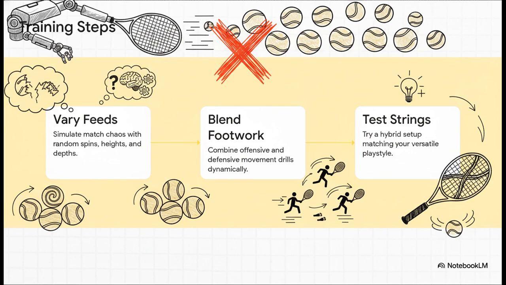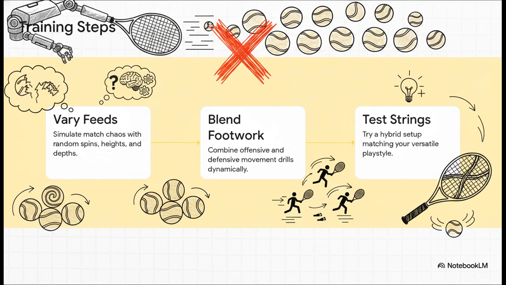First things first, it is time to stop popping expensive strings on robotic basket drills that simply do not translate to winning. Instead, vary your practice feeds. Have your hitting partner feed balls with completely random spins, heights, and depths. You want to actively force your brain to self-organize.